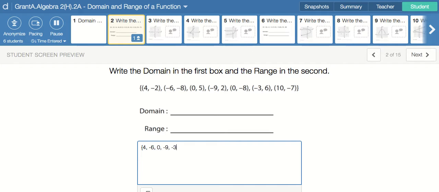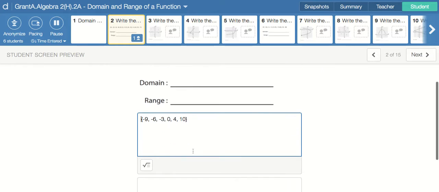-3 and 10. Now, traditionally, when we write the domain values, we also want them to be in numerical increasing order. So I'm also going to want to rewrite this so that -9, since that's the smallest x value, is first, followed by -6, -3, 0, 4, and 10. So this is how we write the domain when we have a set of ordered pairs. So when it's not on a graph, we just write the domain as a list of the x values.